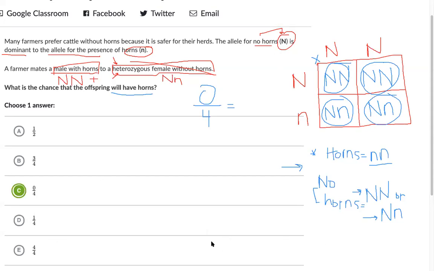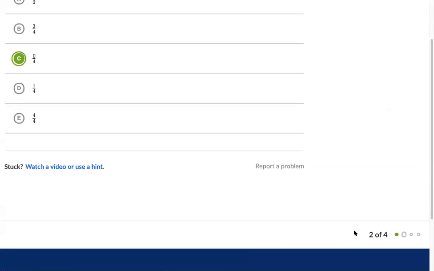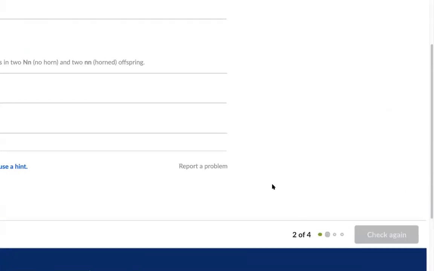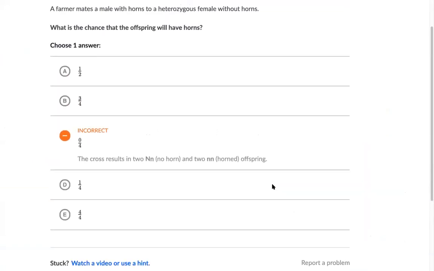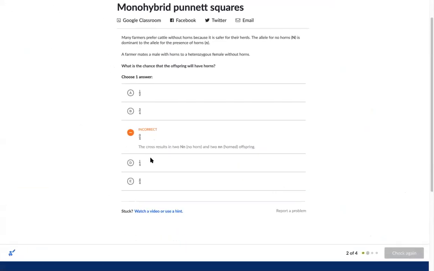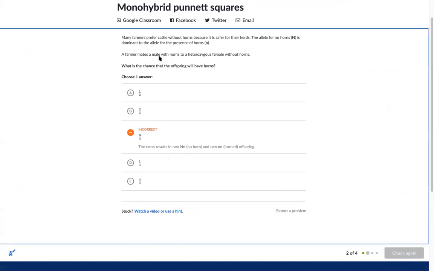Okay. I'm going to clear out my screen, see if we got that correct. And it says we're incorrect. Let's see what happens. Oh, you see, I had made the assumption because they did not say that this one was heterozygous. That's very important for us to know. Because they didn't say that this one was heterozygous and they said that the female was, I did dominant ends instead of a heterozygous end.